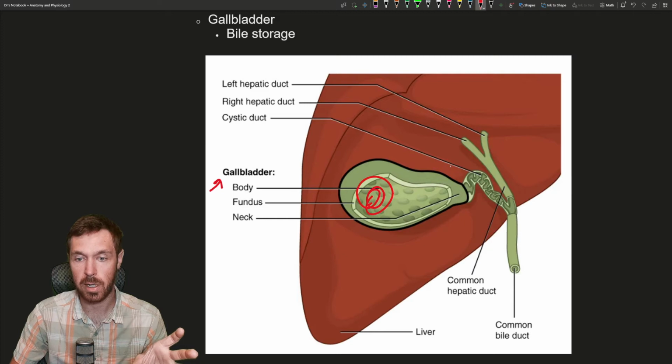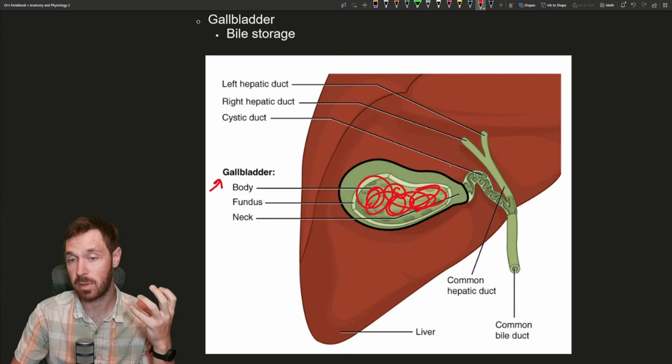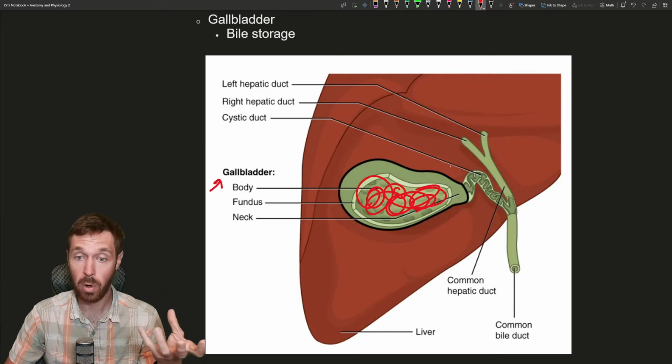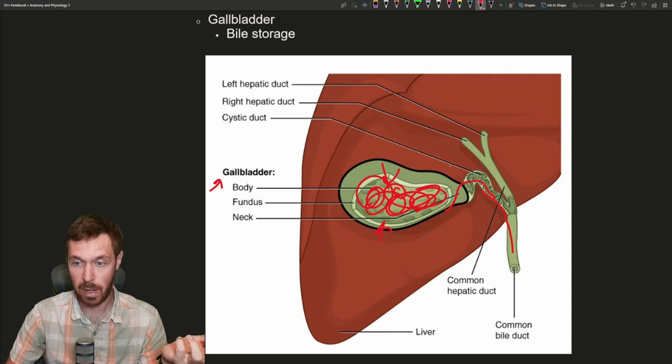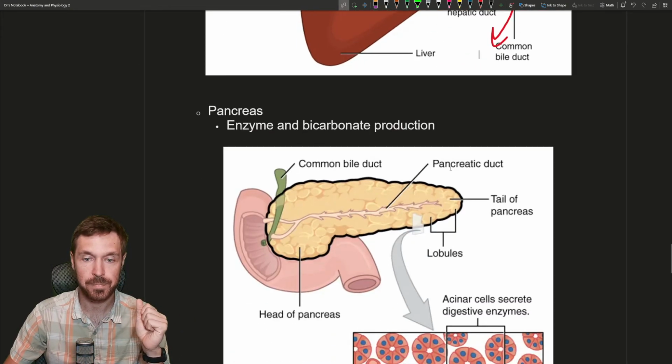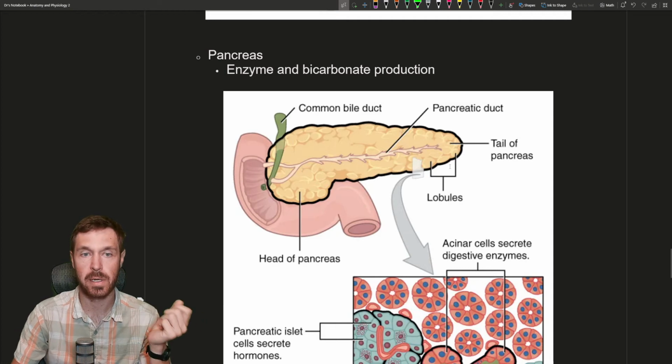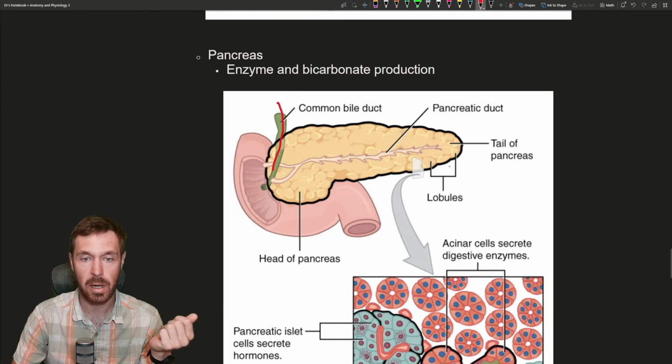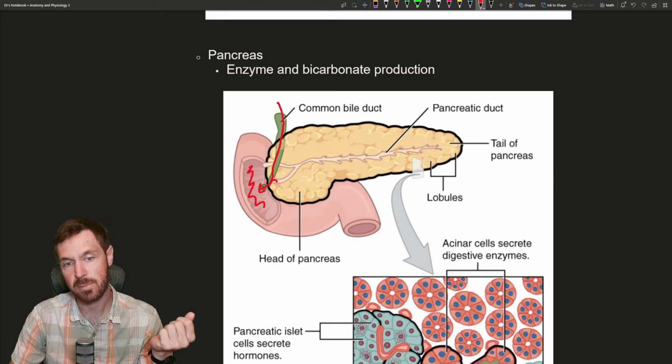So bile is just stored in here. It gets ready for release. And when the hormone says time to release bile, this muscular sac squeezes and then it comes out the bile duct and then goes out into the duodenum. Excuse me. And then we get to the pancreas. Here you see that common bile duct, which comes down and actually becomes part of the pancreatic duct. And then there's the duodenum of the small intestine. So the bile gets out there.